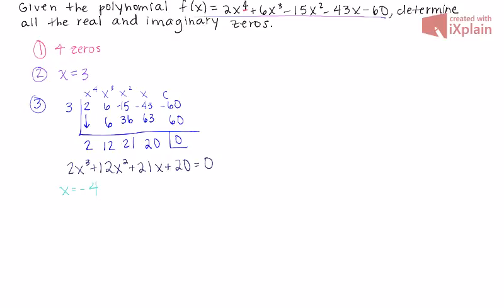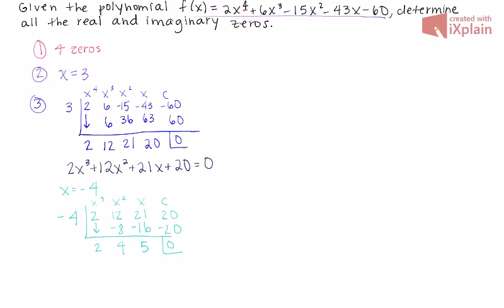So I will set up another synthetic division problem with negative 4. I'm going to have an x cubed term, an x squared term, an x term, and a constant. We'll put 2 here, 12 here, 21, and 20. We'll bring down the 2. Negative 4 times 2 is negative 8. 12 plus negative 8 is 4. Negative 4 times 4 is negative 16. 21 plus negative 16 is 5. And negative 4 times 5 is negative 20. So once again, I got a remainder of 0. So I know I did it correctly.